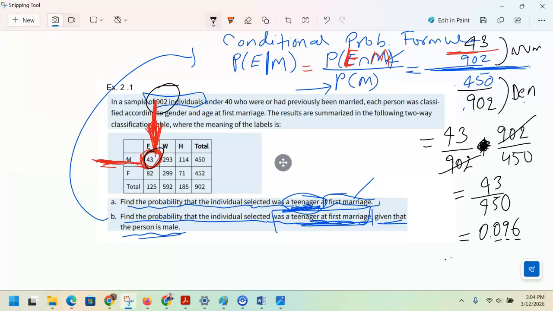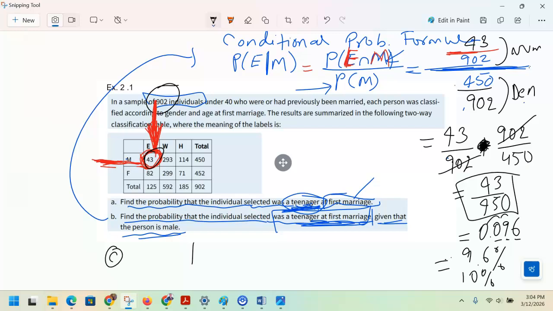Or you can also say, if you move the decimal 2 places, that's like 9.6%, or you can round it to 10%. So as long as you write this answer, this is what matters. I hope you have understood this question, but let's make another question.